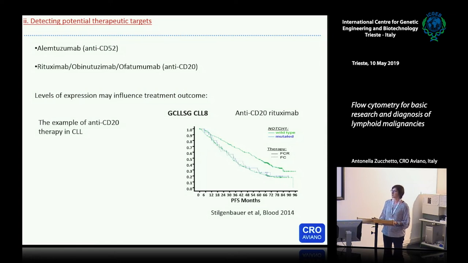So here patients are divided into groups according to specific features. In this case, it's a wild type Notch 1 and a mutated Notch 1. Notch 1 is a gene that can be mutated in chronic lymphocytic leukemia. And then the discrimination between two kinds of therapy. One is common therapy, FC, fludarabine cyclophosphamide, with the addition of R, which stands for rituximab. In this case, you see that the only group of patients that benefits from the addition of rituximab is the wild type Notch 1 group.